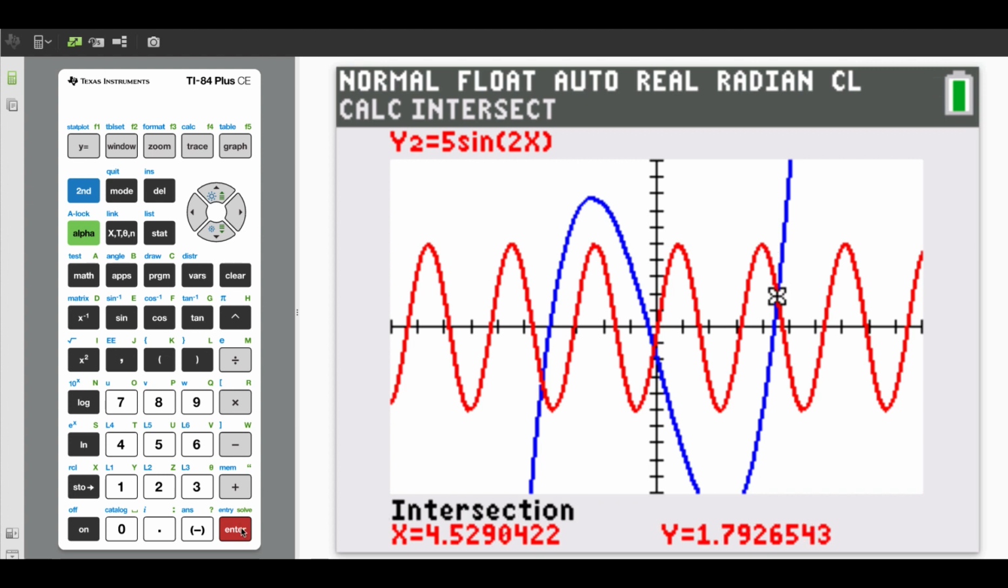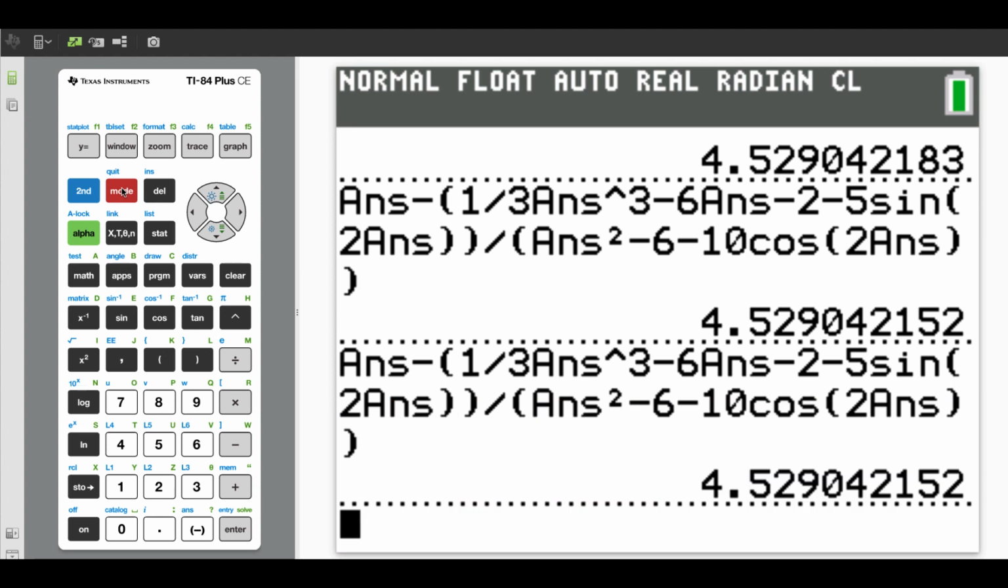And again, the answer I just got was 4.529042152, and you can see that obviously that's what this is, but you can see we're accurate to an extra 4 places right here. Instead of 22 at the end, we have 2152. So again, that's kind of cool.